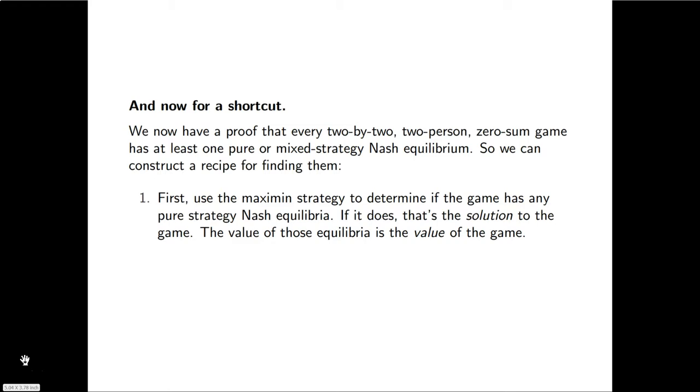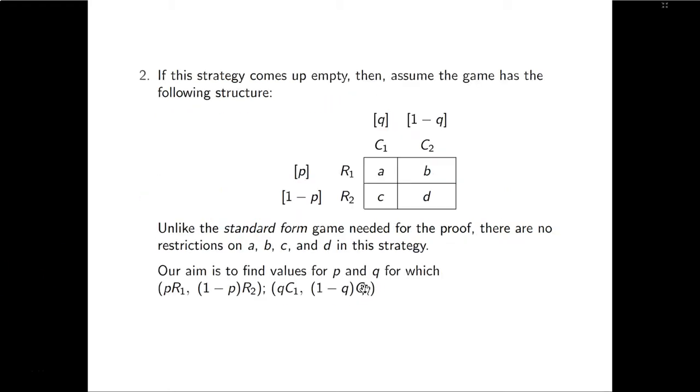The first step of the recipe, or the first step in our algorithm, is to use the Maxi Min strategy to determine if the game has any pure strategy Nash Equilibria. If it does, that's the solution. The value of those equilibria for player 1 is the value of the game. You're done. Move on to the next question. If, however, you discover that there are no pure Nash Equilibria, if, that is, the Maxi Min strategy comes up empty, then assume that the game has the following structure.